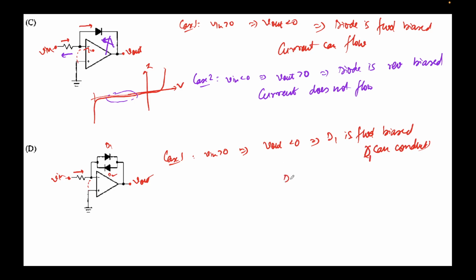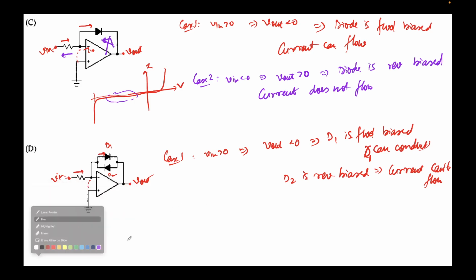What about D2? Look at D2. Its P terminal is connected to a negative voltage, V out is less than 0, while N terminal is connected to 0. So D2 is reverse biased. If it's reverse biased, and since usually the breakdowns are very high, much higher than saturation voltage, this implies it's operating in the third quadrant, so current can't flow. So current will flow through D1 and no current will flow through D2. Current will start from V in, go like this, and then drain into V out. So for the positive cycle, this will conduct.